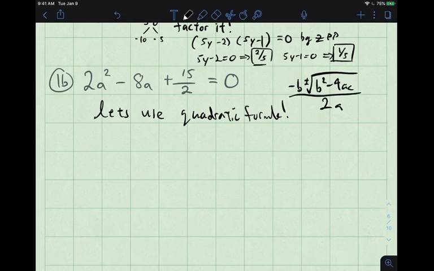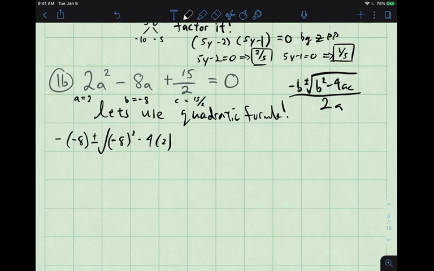Here's your a value. A here equals 2. B here, don't forget to take the sign with it. B is negative 8. C is 15 over 2. So negative of a negative 8 plus or minus square root negative 8 squared minus 4 times 2 times 15 over 2, all over 2 times 2.